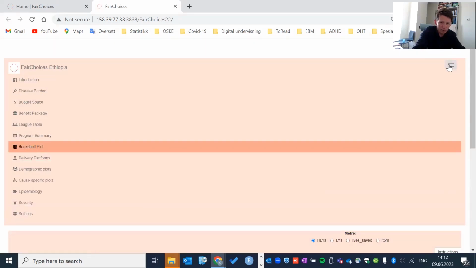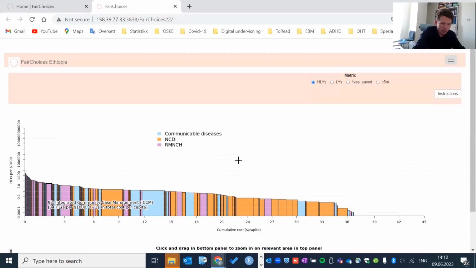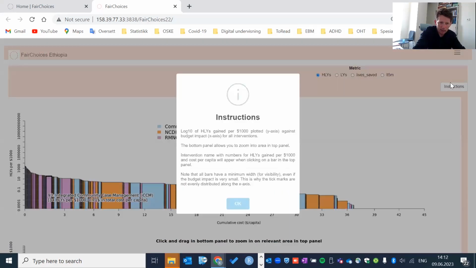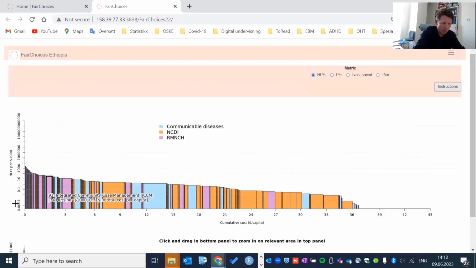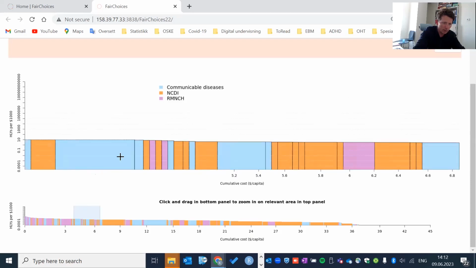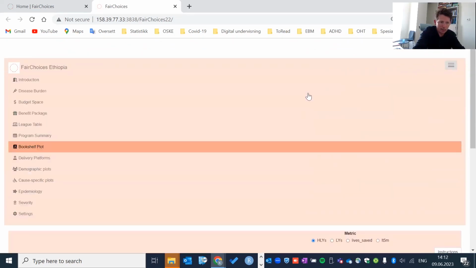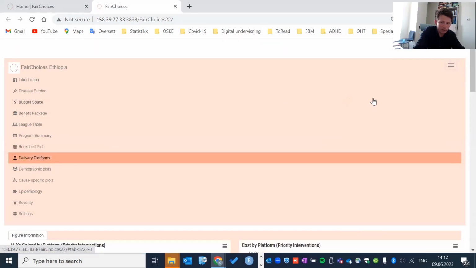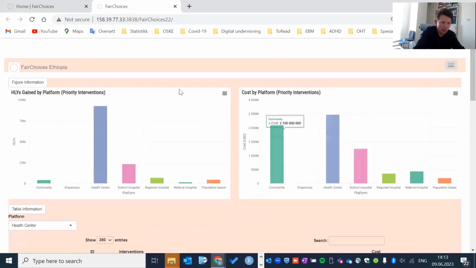We have a bookshelf plot. I will not talk in detail about this. You can read the instructions here, but it basically shows interventions rank ordered by their cost effectiveness, where the most cost effective interventions are to the left, the least to the right, and the width of the bars indicates the budget impact. And you can zoom in on interventions, and you click on the intervention and you get information about what those interventions are. So that's the bookshelf plot, and you can get information about cost and effects by delivery platforms.